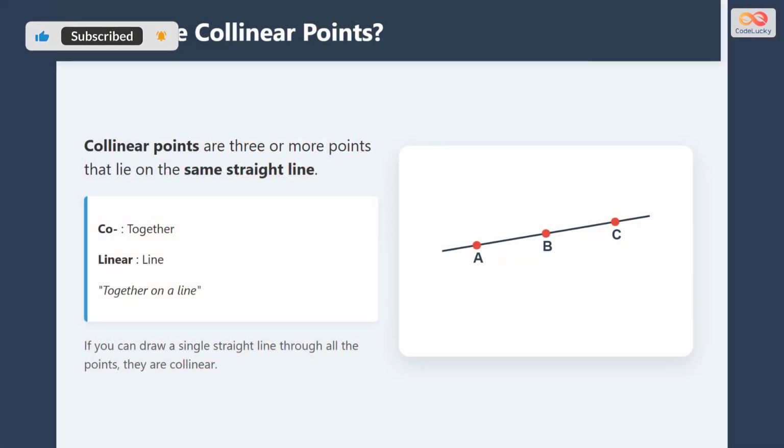First, let us look at the definition. The word collinear comes from two parts: co, meaning together, and linear, meaning line. So, collinear points are simply three or more points that lie together on the same straight line.